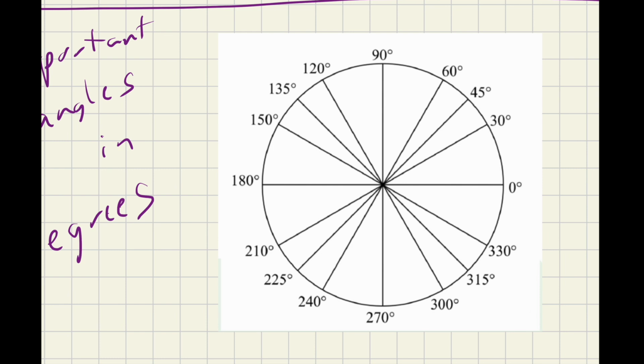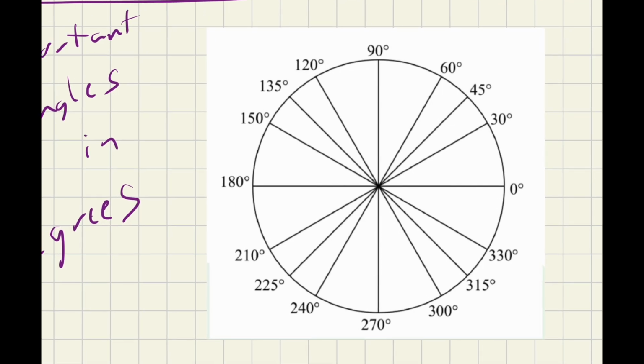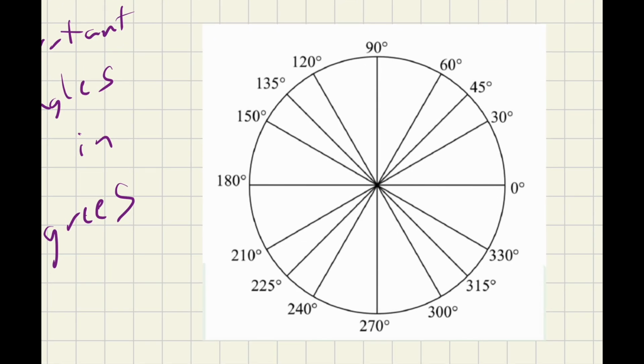Hello, this is Michael Sulak, and the purpose of this video is to look at some angles and connections between measuring angles in degrees and measuring them in radians. Here's a diagram of a circle. There are numbers going around the circle. All of these numbers are measuring angles, and they're measuring them in a unit known as a degree.